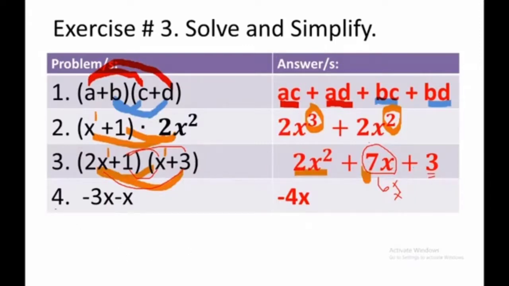For number 4, negative 3x minus x. So, same term sila. Ang gagawin natin is we will just have to subtract or get the difference of the two. So, 3x minus x, we have negative 4x. So, negative 4x.